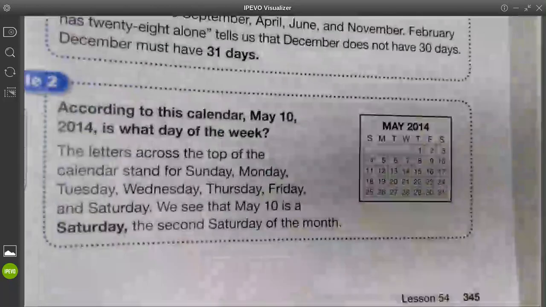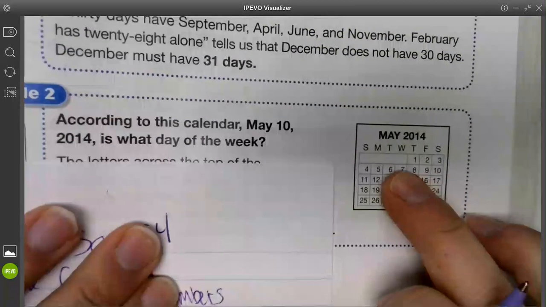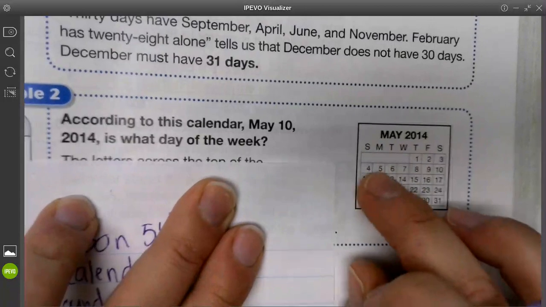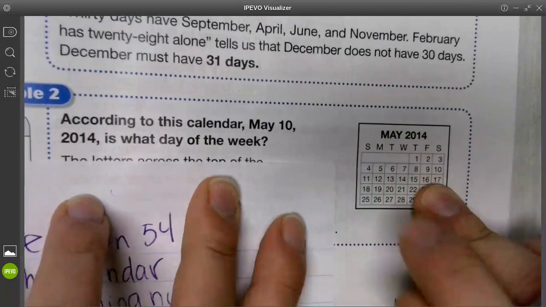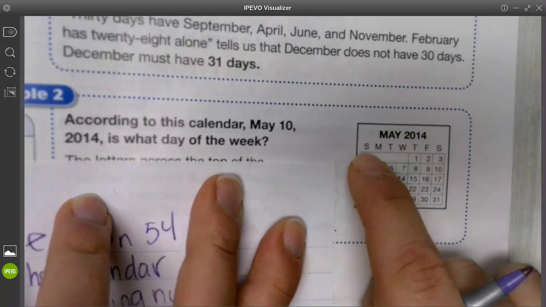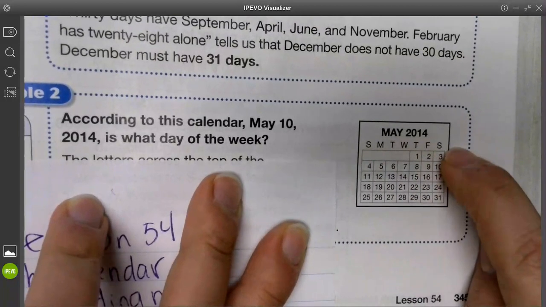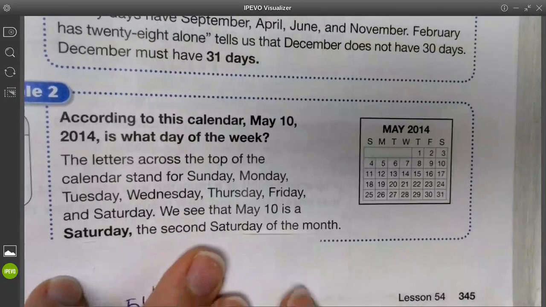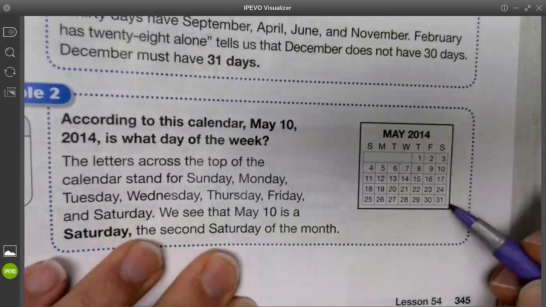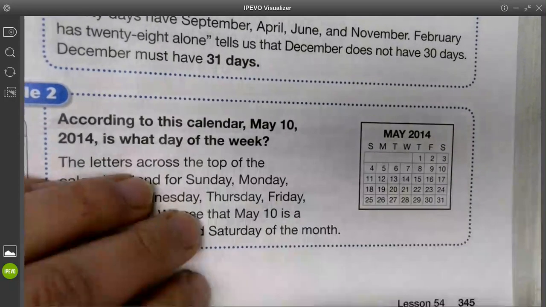The next problem, according to the calendar, May 10, 2014 is what day of the week? Okay, so to find on a calendar what day of the week, so May 2014, we have to go over to May 10th. This is how we might see a calendar. That's how our calendar is at school. So we have Sunday, Monday, Tuesday, Wednesday, Thursday, Friday, Saturday. So May 10th is on a Saturday. And it's the second Saturday of the month. We can count the number of Saturdays by just going down this column right here. So May 10th, 2014 is on a Saturday.